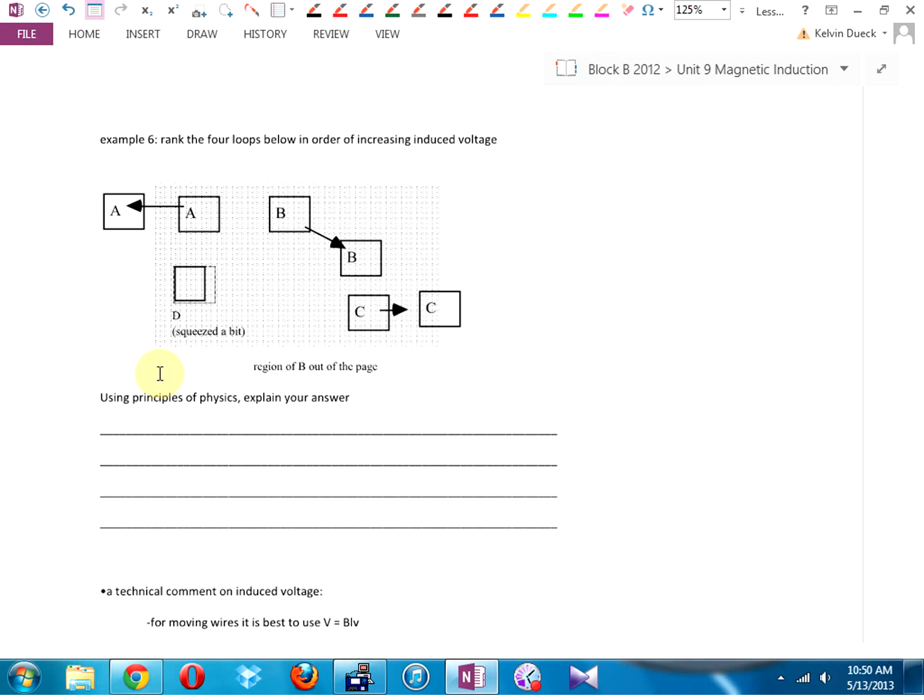Example 6 says, rank the 4 loops below in order of increasing induced voltage. So from smallest to biggest. Loop A, loop B, loop C, loop D. Which of those do you think would have the smallest induced voltage? By the way, what I'm really asking is, which of those has the smallest change in flux, because the magnetic field is the same for all of them.